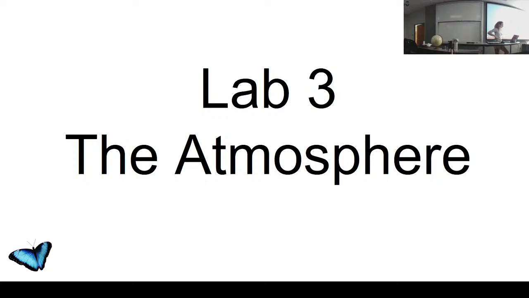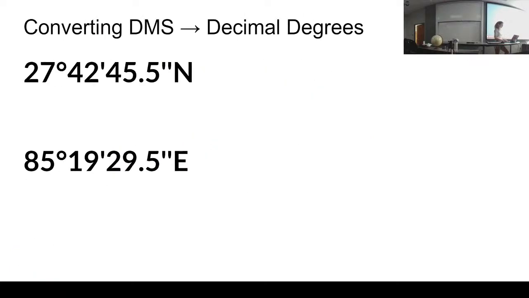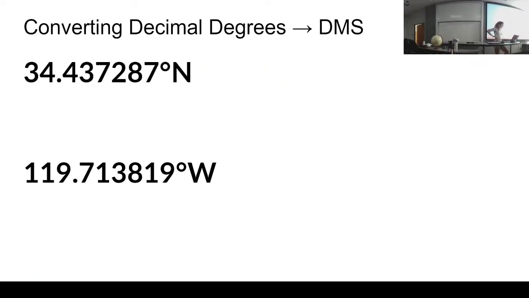So leave the decimal alone. Leave the degree alone. Leave that 34 where it is. The 34 is going to be the same in the final answer. So we're just going to take the decimal 0.437287. So just take that decimal, and we're going to multiply by 60. So 0.437287 times 60 is going to give us 26.23722.